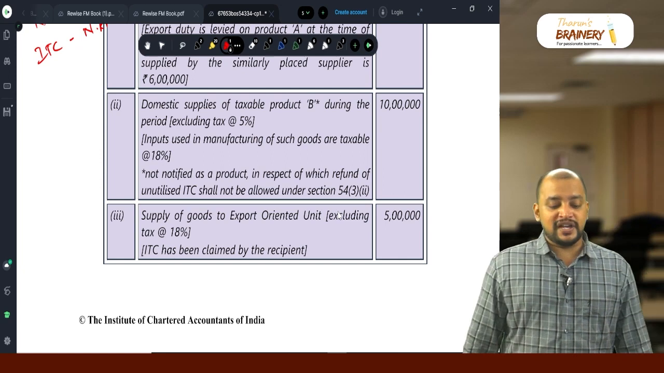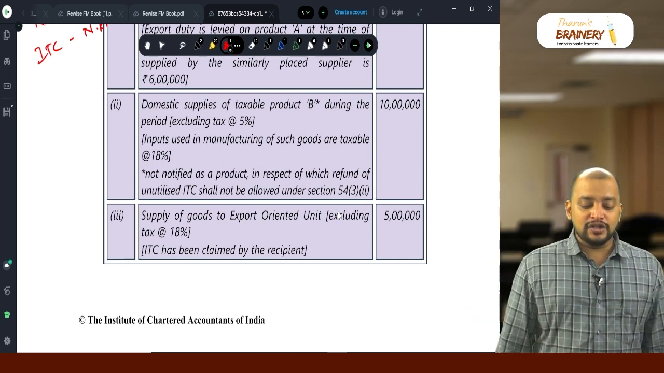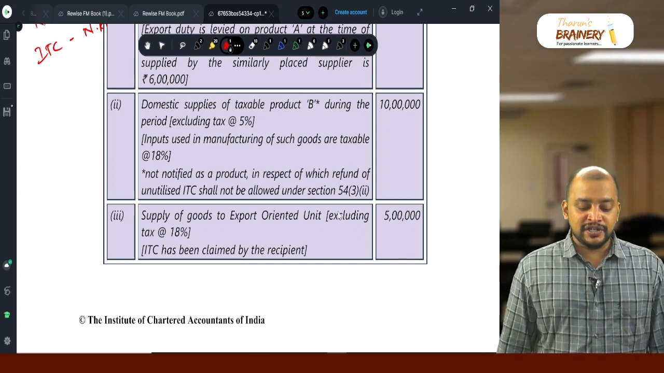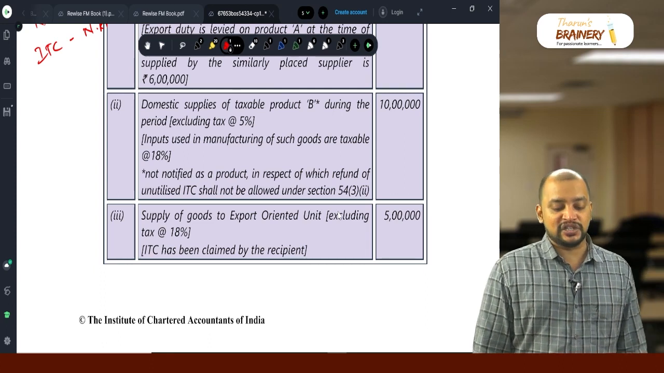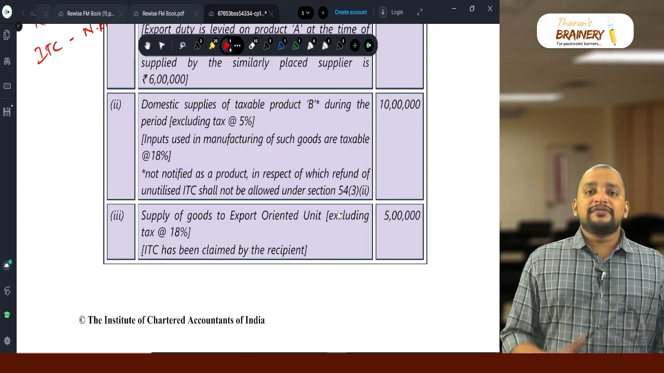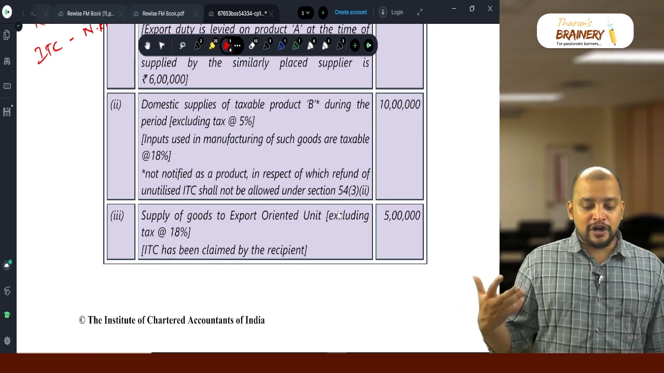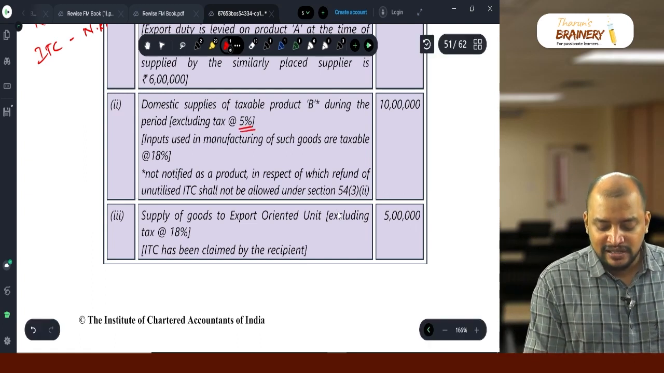Then second, domestic supplies of taxable product B during the period excluding tax at 5%. Inputs used in manufacturing of such goods are taxable at 18%. And this is not notified as a product in respect of which refund of unutilized ITC shall not be allowed under section 54 subsection 3. So this is domestic supplies of product B. Whenever we are making supply of product, what is the rate of GST on outward supply?